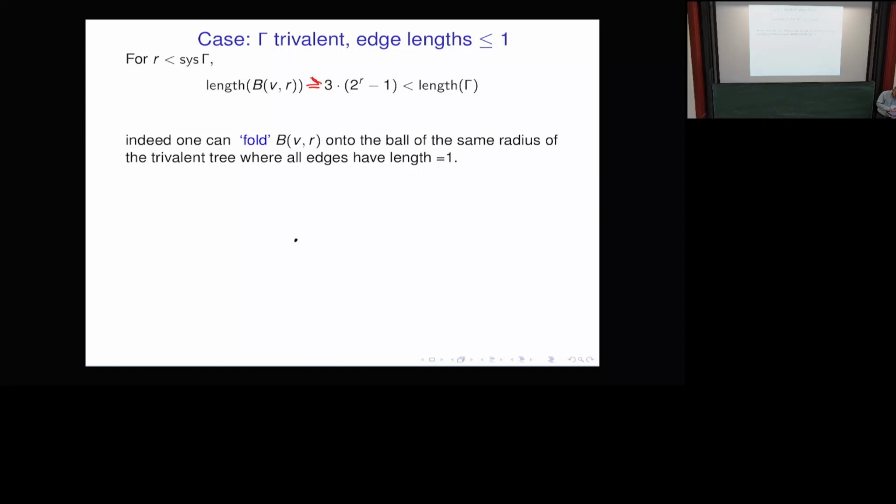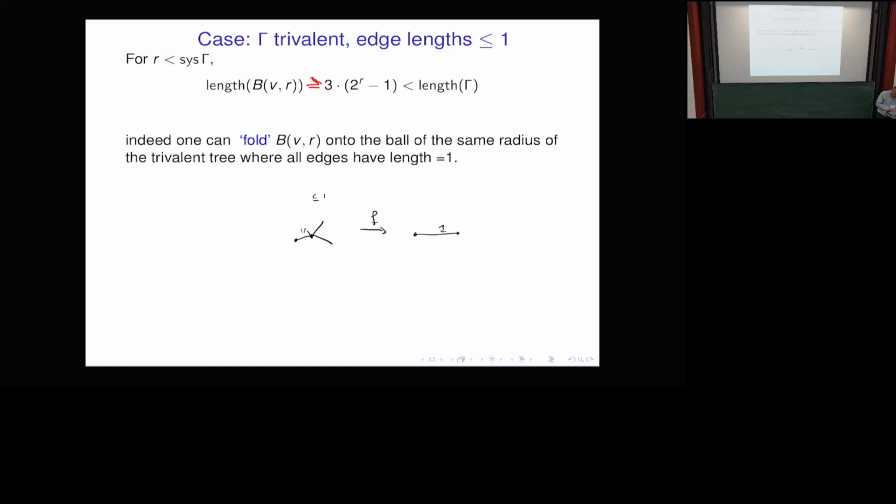What I'm saying is, if the edge lengths are less than 1, well, I go here. Before I branched after distance 1, but here I branch after distance 1/2, right? So what I'm going to do is define a map from this to this that is length decreasing. How do I do it? Well, I just fold till I get to length 1.